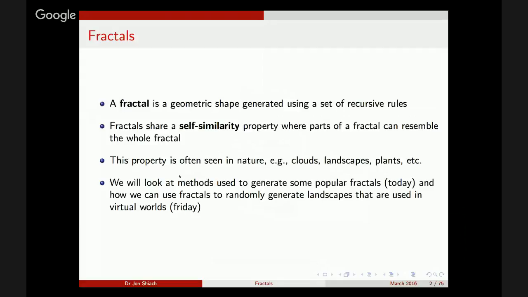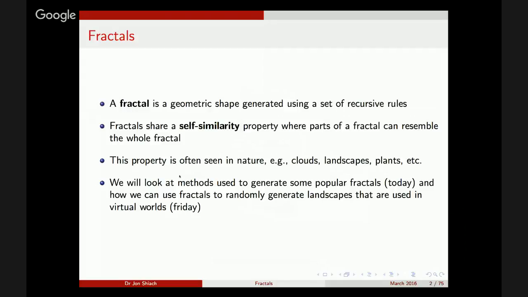And this property is often seen in nature. Things like clouds, landscapes have this property. Also plants, electricity. You know, it's found in all sorts of places, like seashells, things like that.